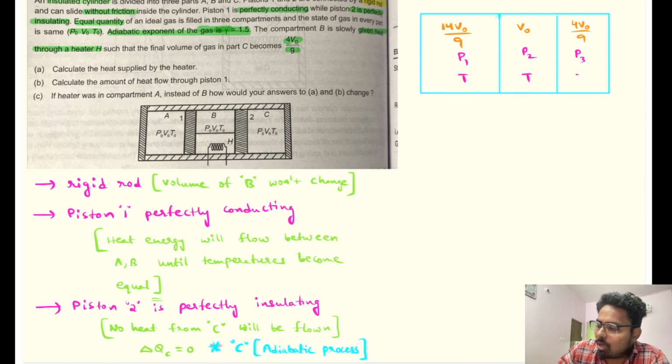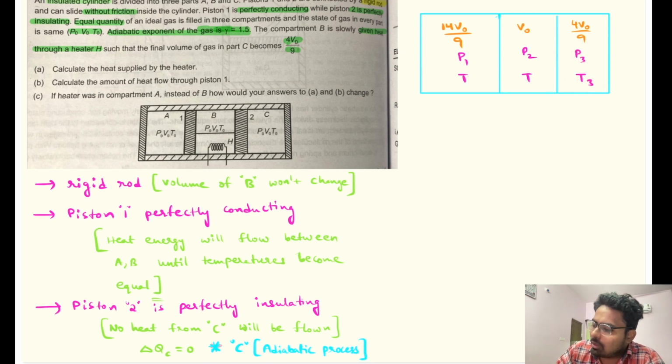And then here, what will be the temperature? Let me take it as T3. That means total how many unknowns we are having now? 1, 2, 3, 4 and 5. Total 5 unknowns. So to solve these 5 unknowns, we need to have 5 equations, right? But P3 and T3 I can directly find.